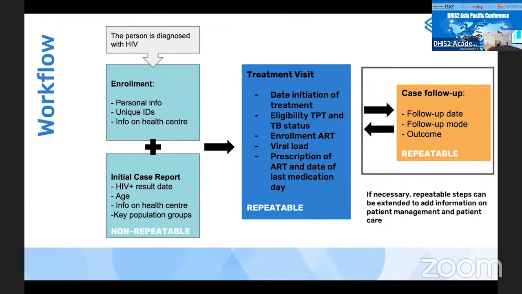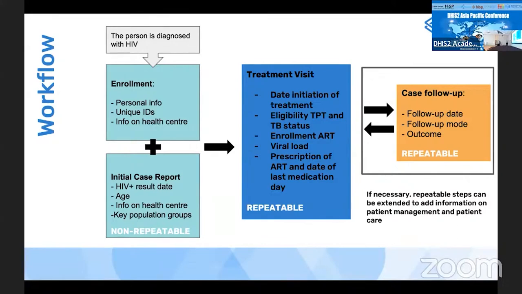Once the person gets enrolled, an initial case report is filed where we try to get the minimum details. When was the patient diagnosed with HIV? What was the age at diagnosis? Some information on the health center and the key population groups a person may belong to.